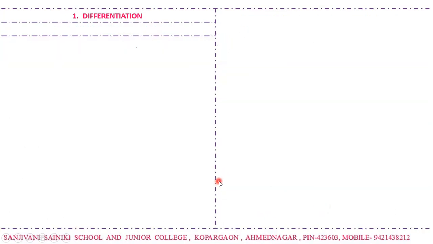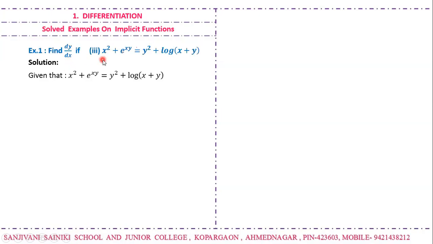Now the next example is, find dy by dx if x square plus e raised to xy is equal to y square plus log of x plus y. Here we cannot separate x and y in this equation, so we have to use the derivatives by using implicit functions. So differentiate this function with respect to x.